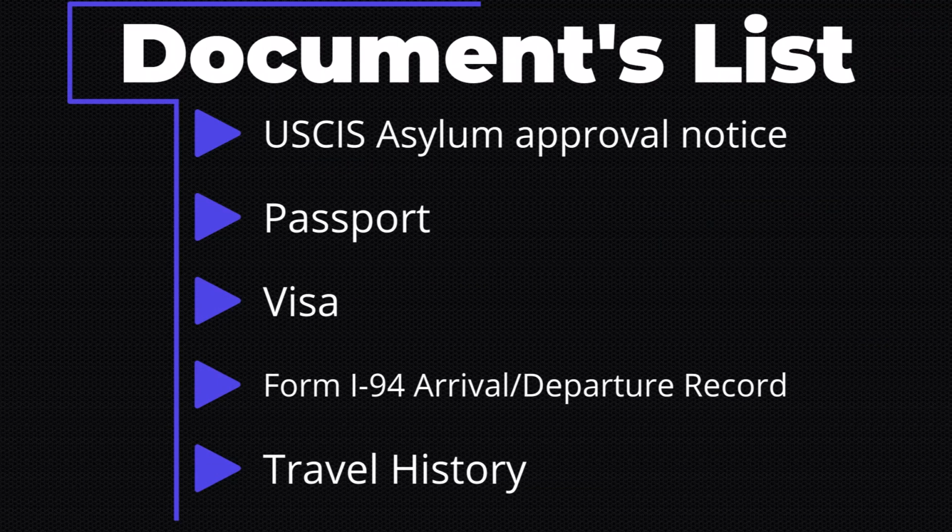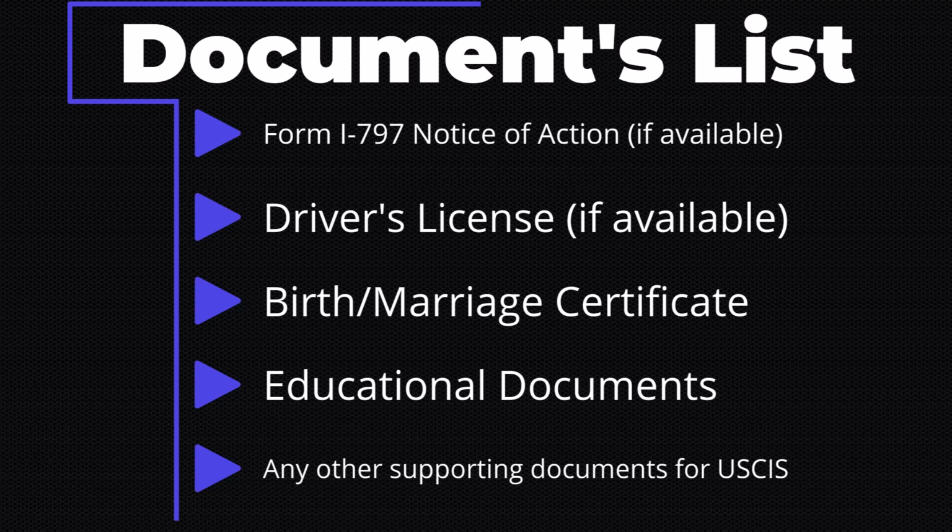Before we begin, make sure you have the following documents ready: your USCIS asylum approval notice or other evidence showing that asylum has been granted, your passport, your visa, your Form I-94 arrival departure record, your travel history, your Form I-797 notice of action, your driver's license, your birth certificate or marriage certificate if applicable, your educational documents, and any other supporting documents required by USCIS.